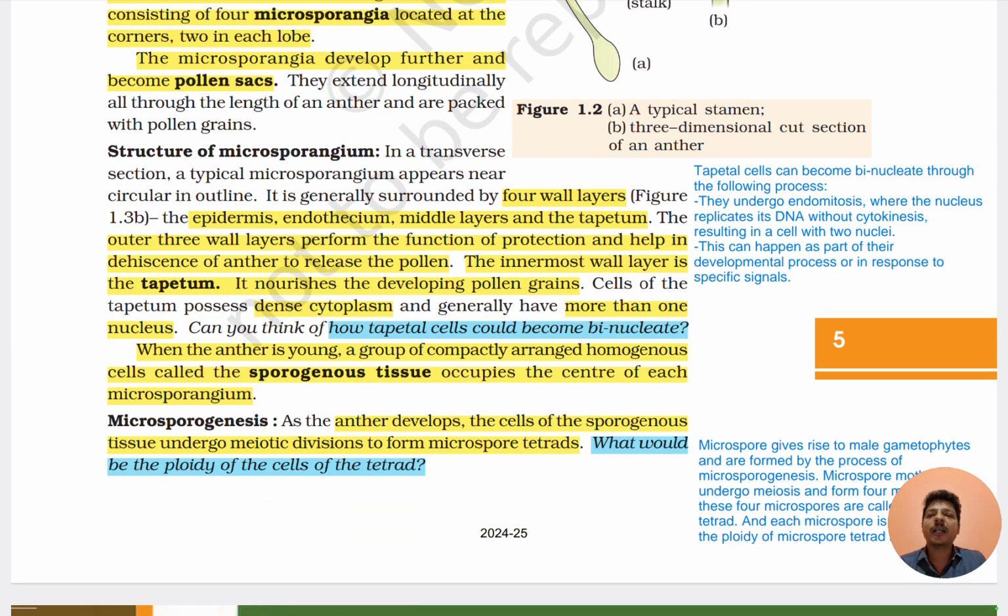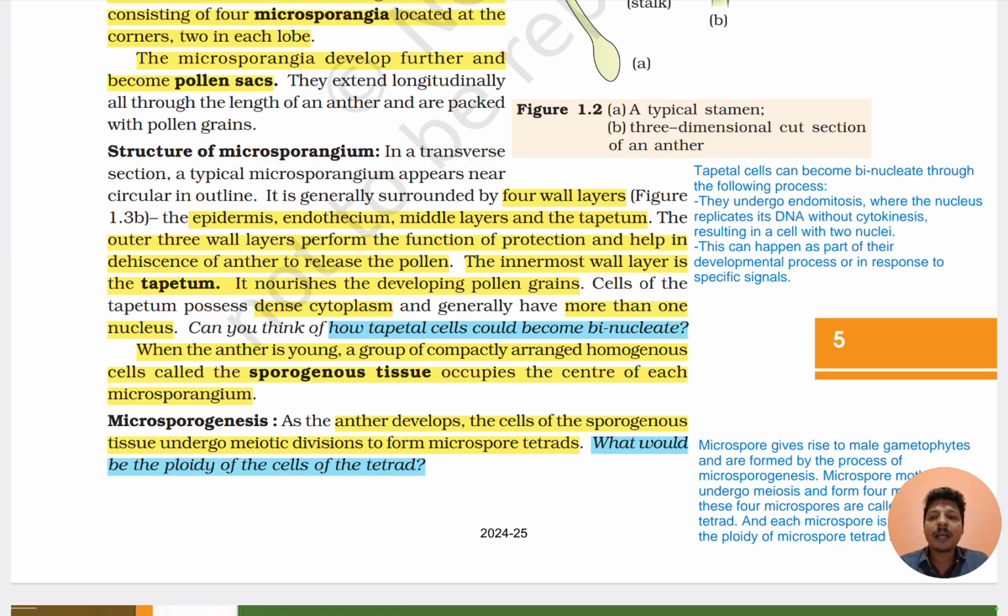Coming to structure of microsporangium, in a transverse section, a typical microsporangium appears near circular in outline. It is generally surrounded by four wall layers, that is epidermis, endothecium, middle layer and tapetum. The outer three layers perform the functions of protection and help in dehiscence of anther to release the pollen grain, and the innermost wall layer, that is tapetum, nourishes the developing pollen grains.